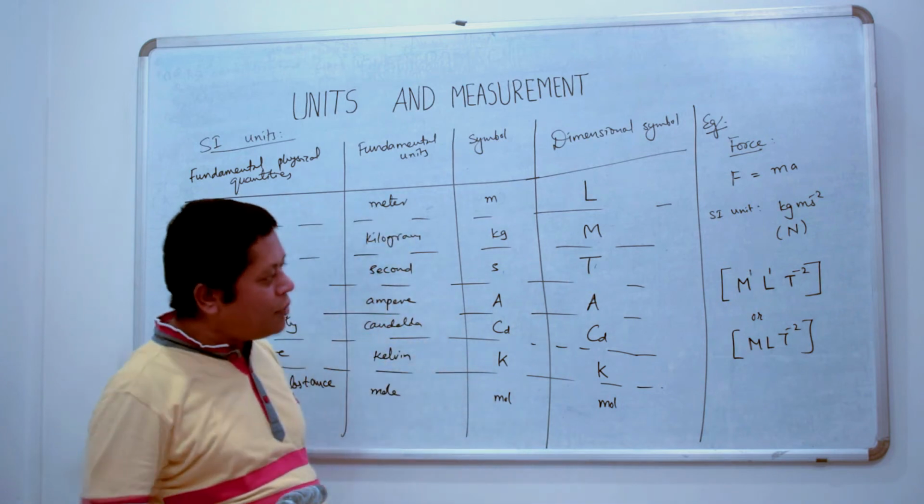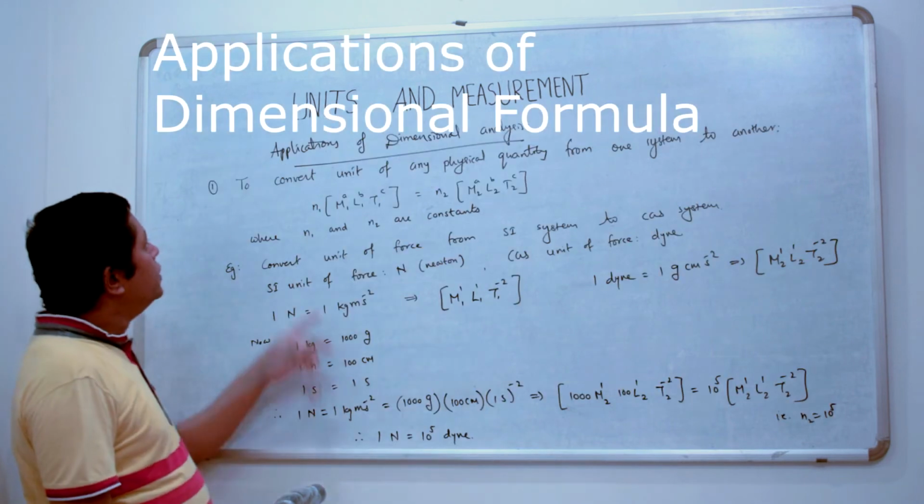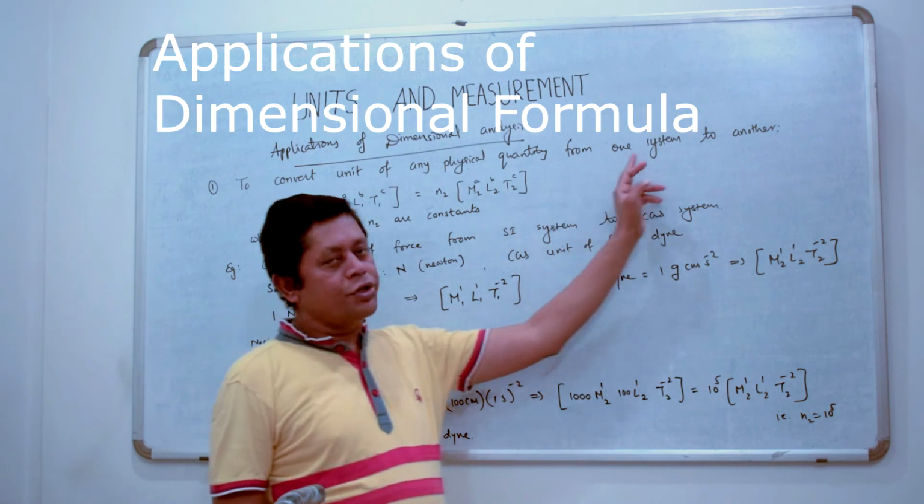Now the question is, what is the use of writing this dimensional formula? What is the importance of this? It is used to convert the unit of any physical quantity from one system to another.